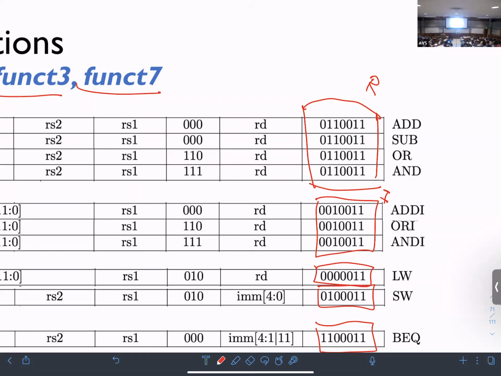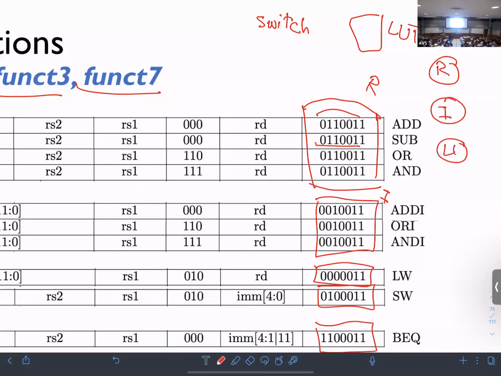Think about what the controller does as a big switch case. In hardware, this will be implemented as a lookup table, or LUT, which all it does is read these 7 bits, and based on that goes either into the R state, the I state, the load word state, the store word state, or the branch state. So from our initial state, the first thing we do is read the opcode, and then jump into these different states. That's the first thing we do.